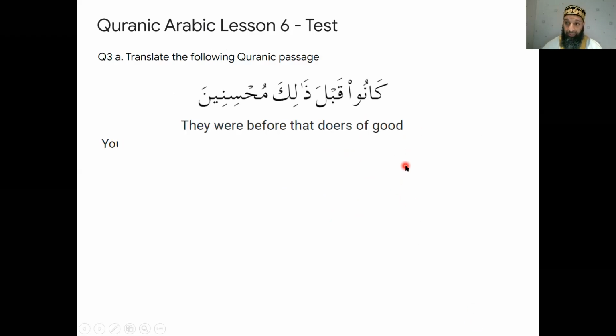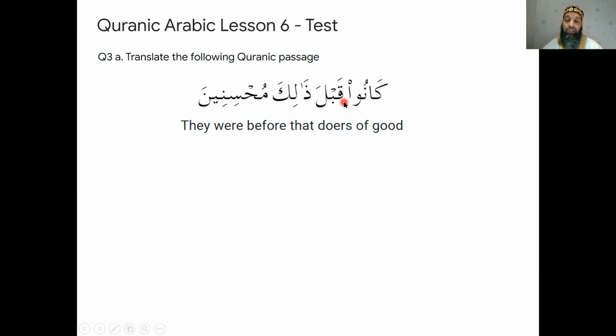So this is why we're doing it, so we can understand the Quran. So here we go. This is part of a passage of the Quran. Kanu. Kanu is they all were. If you're struggling, look at your table. The easy way you can tell is this wow and alif. When that comes, many times it's plural, they all. They all were. That verb, whatever that verb means. So in this case, kana means to be. So kanu, they all were.